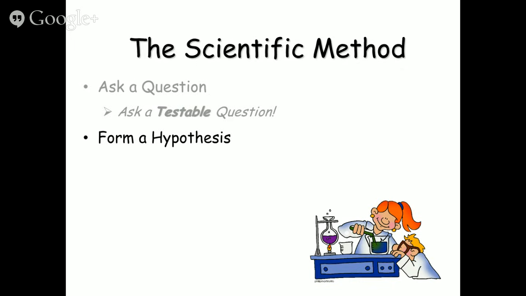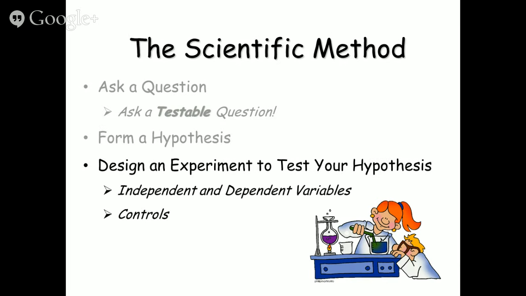Form a hypothesis, which is just a guess. I think the answer to this question is blank. You use your knowledge from stuff you've done before to come up with your guess, though. It's not just random. It's based on things you know. Design an experiment to test your hypothesis. Independent variables, you'll learn about that later, and then controls.